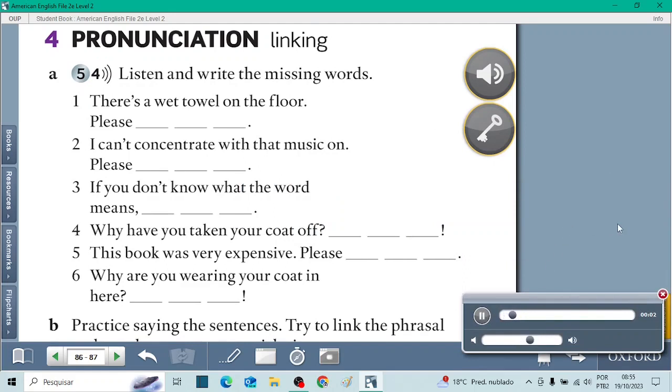5.4. 1, There's a wet towel on the floor. Please pick it up. 2. I can't concentrate with that music on. Please turn it off. 3, If you don't know what the word means, look it up. 4. Why have you taken your coat off? Put it on. 5, This book was very expensive. Please look after it. 6. Why are you wearing your coat in here? Take it off.